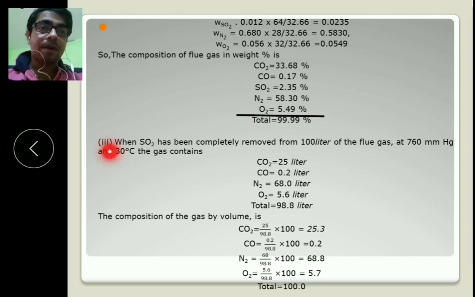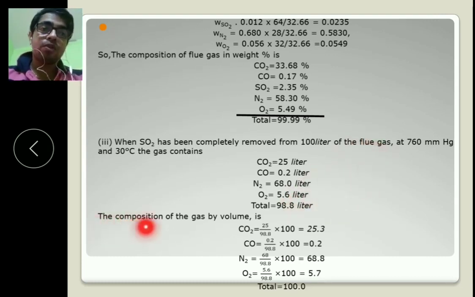Okay, now sulfur dioxide is completely removed. So assume 100 liter of gas. From that, carbon dioxide was 25 liter, carbon monoxide 0.2 liter, nitrogen 68 liter, oxygen 5.6 liter, and sulfur dioxide is omitted, right?